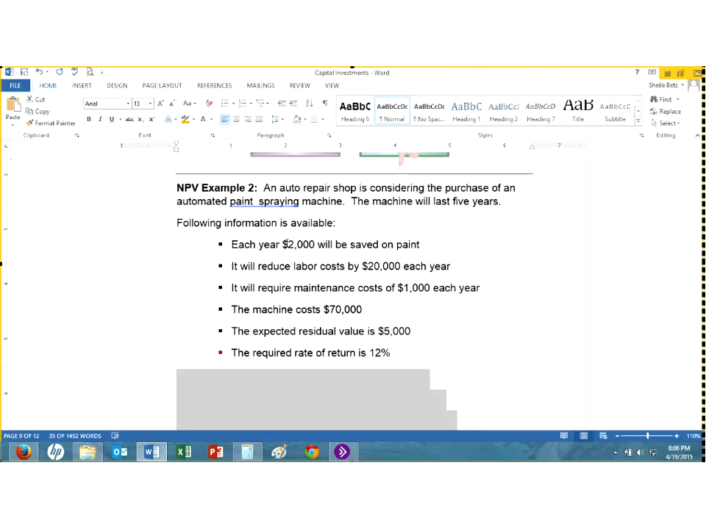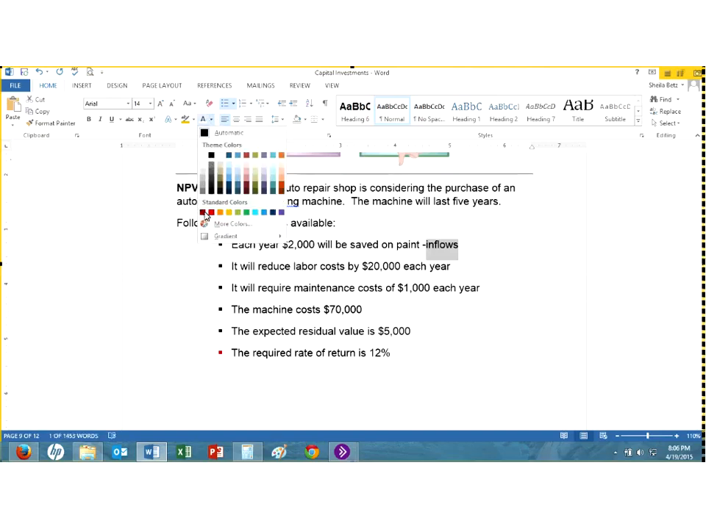So before we start diving into this, since there's a lot of numbers here, let's just go through each one and label it as an inflow or an outflow. So each year, $2,000 will be saved on paint. Because we're saving money, savings is always an inflow, because that's going to be cash we are going to have now that we wouldn't have had. It's going to reduce labor costs by $20,000 each year. Because it's a savings, that's going to be an inflow as well.